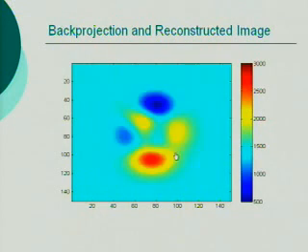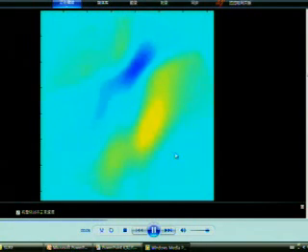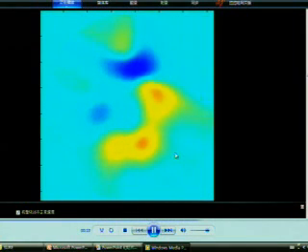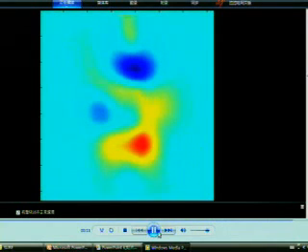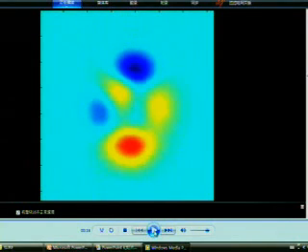So this is how MATLAB did it. You can see it's kind of rotating. MATLAB does the back projection at each different angle and then superimposes them. And that's the final result.